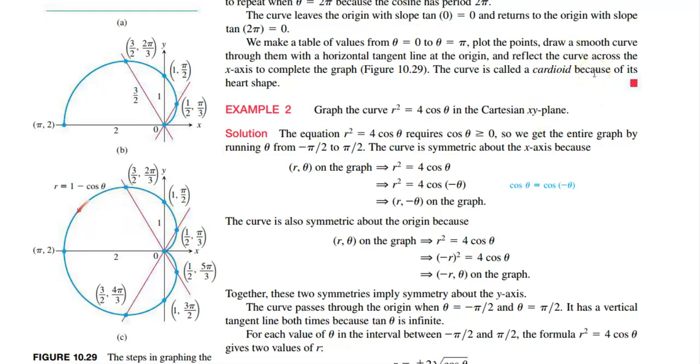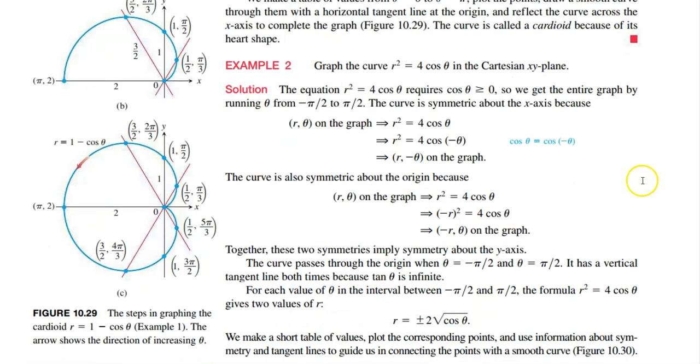So example 2, we want to graph the curve r squared equals 4 cosine theta in the Cartesian xy plane. The equation r squared equals 4 cosine theta requires cosine theta to be greater than or equal to 0. So we get the entire graph by running theta from negative pi over 2 to pi over 2. The curve is symmetric about the x-axis because if (r, theta) is on the graph, r squared equals 4 cosine theta equals 4 cosine negative theta, since cosine theta equals cosine negative theta, so (r, negative theta) is on the graph.